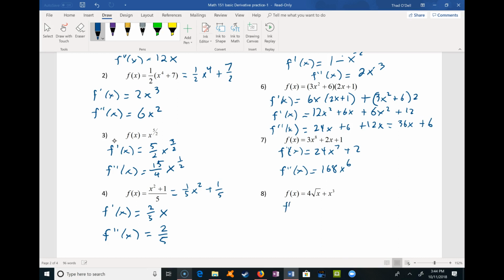And the first derivative of this would be 1/2 times 4 is 2x to the negative 1/2 plus 3x squared. And the second derivative would be negative 1x to the negative 3/2 plus 6x.